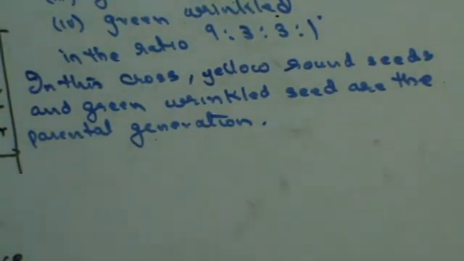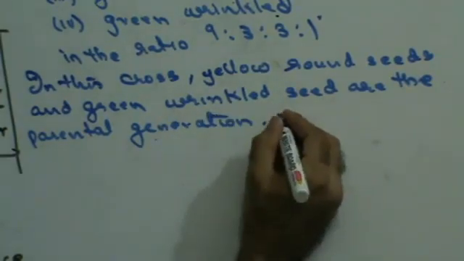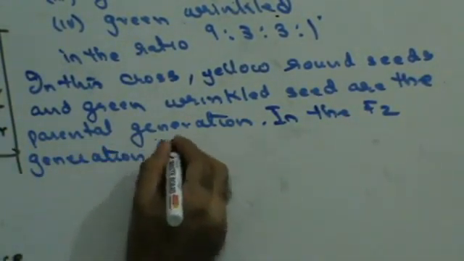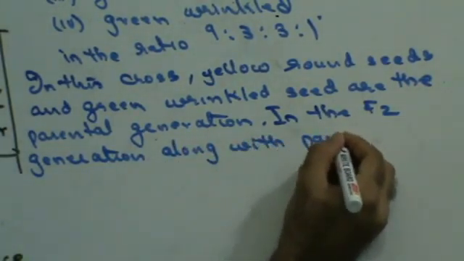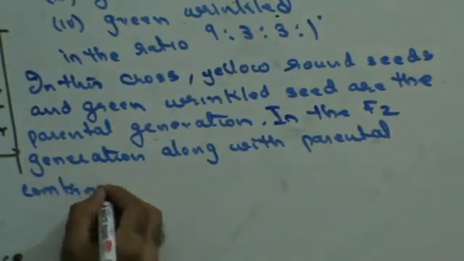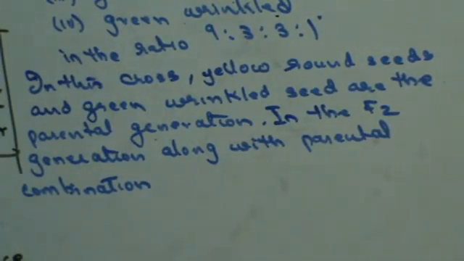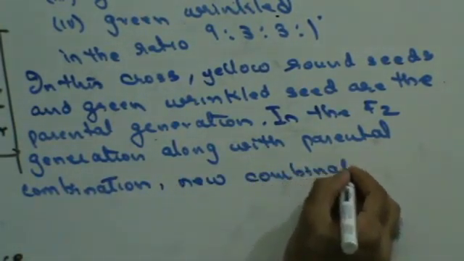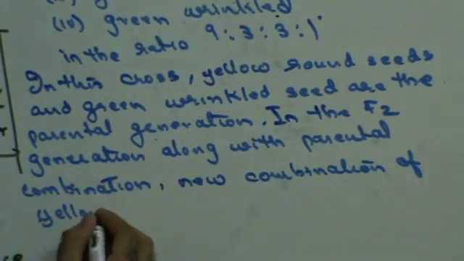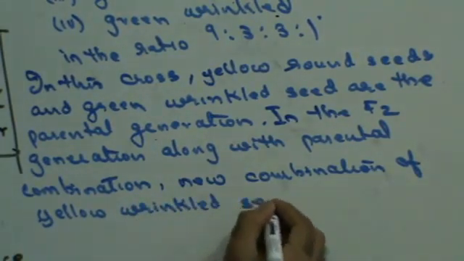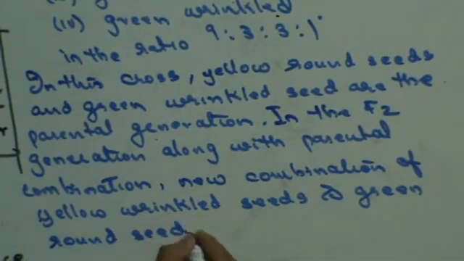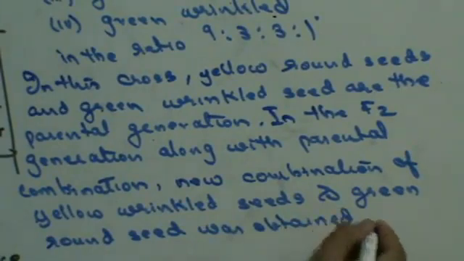Now, in the F2 generation, along with the parental combination, you also had yellow wrinkled seeds, new combinations of yellow wrinkled seeds and green round seeds were obtained. Right, so you had a new combination that was obtained. These results have proved independent assortment.